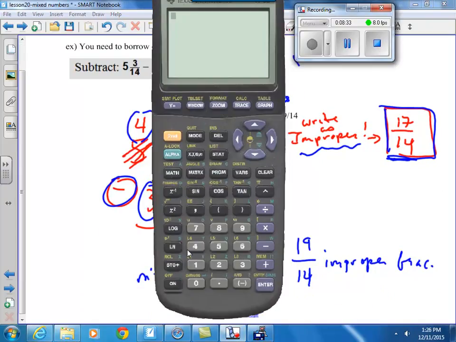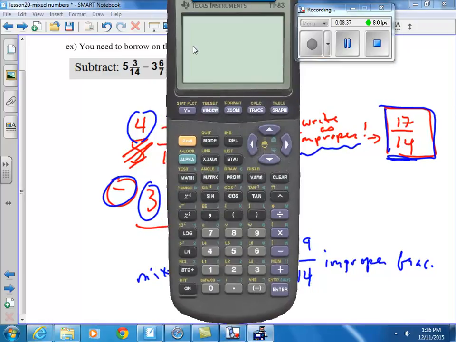Oh, I didn't want to let you go just yet. I know this is a no calculator course, but I wanted to show you some things you can do to check yourself after you've already done it by hand. So 5 3/14 as an improper fraction would be what? 73/14. So what I always like to do, change it to improper, write it like that, minus, change this one to improper, which would be what? 21 plus 6 would be 27 over 7.